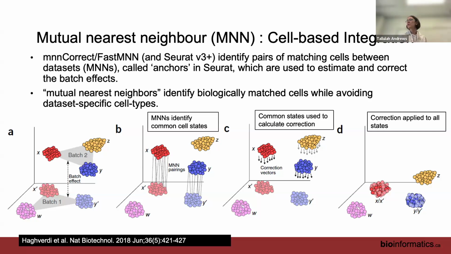And then when it goes to calculate its correction vector, so how to do the correction, it only uses those cells where there are matches. So it won't force together this yellow group to mix together with another group in the other batch. It will recognize that, no, that should stay separate. So when you integrate them together, you get the reds and blues mixing together, but the pink and yellow, they stay nice and separate.